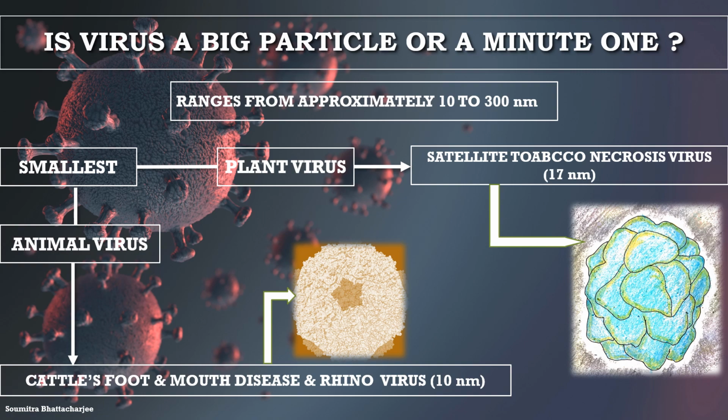Viruses are extremely minute and can easily pass through bacteria-proof filters. So what is the size range of a virus? A virus size ranges from approximately 10 to 300 nanometers. The smallest plant virus, by record, is the satellite tobacco necrosis virus, which has an approximate dimension of 17 nanometers. And the smallest animal virus is the cattle foot and mouth disease virus, as well as rhinovirus, which is approximately 10 nanometers in its dimension.